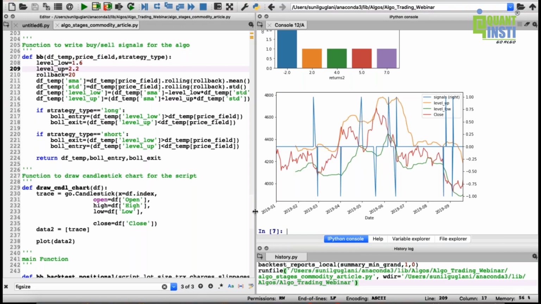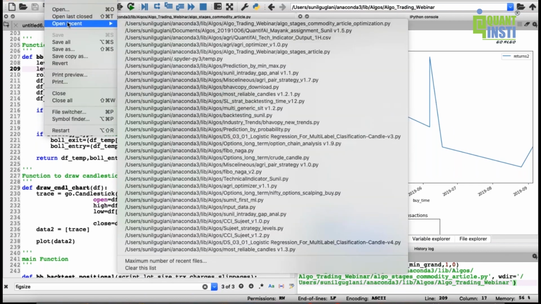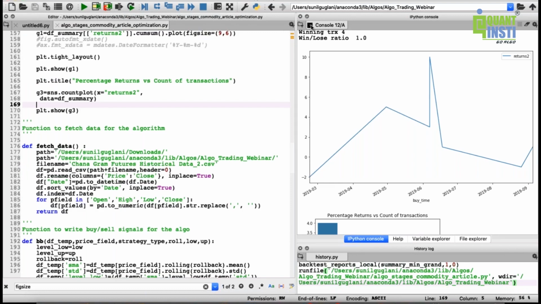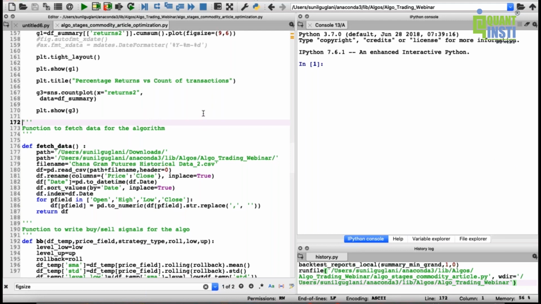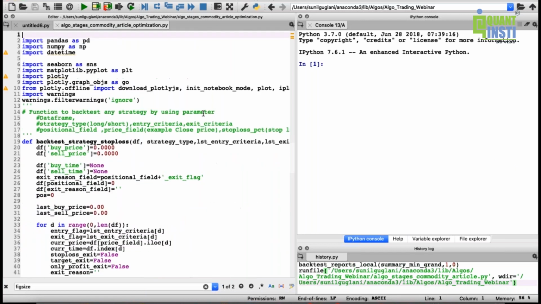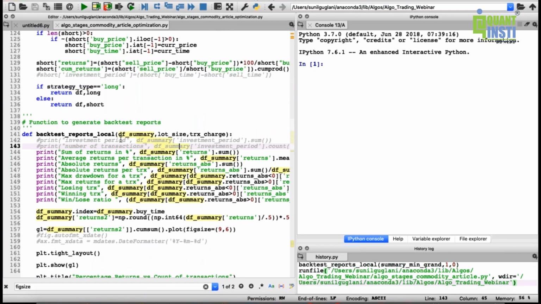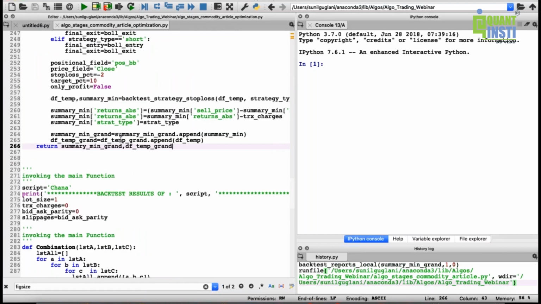So how to do that? Let's look into that. So this is another algorithm. It is almost similar to what we have seen before. If you see, the same set of functions are there: backtest, strategy, stop loss, backtest, report, local, fetch data. This is almost the same algo which we have just written.